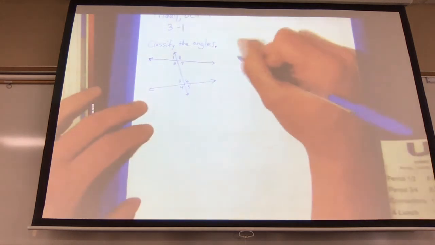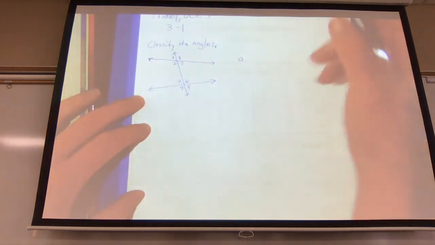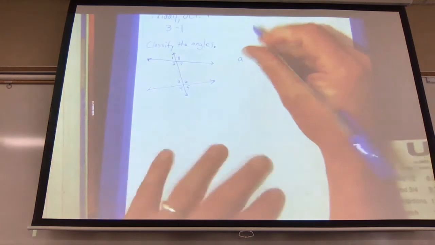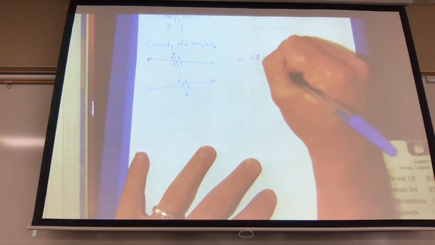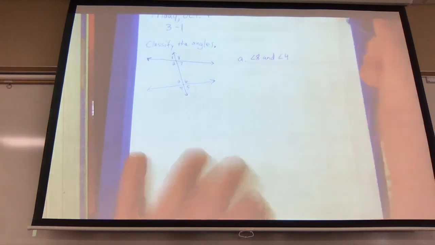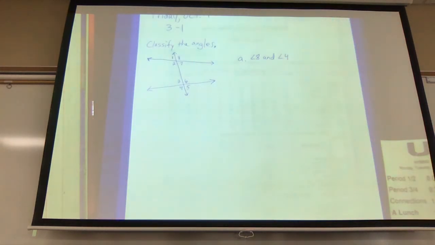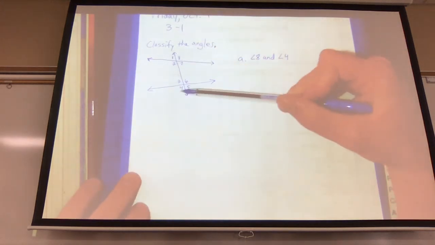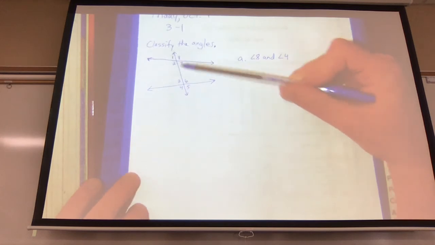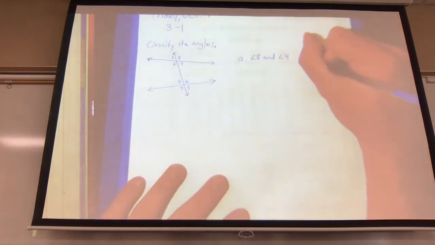All right, we're just going to do a few examples here. We'll call the first one letter A. They want us to classify angles 8 and 4. So all we have to do here is look at our picture and determine what kind of angles 8 and 4 are. Here's 8, here's 4. Those two are on the outside of the lines being intersected, and they're on opposite sides of the transversal. That would make these two alternate exterior.